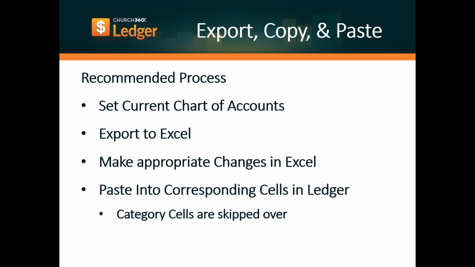So step one, set your current chart of accounts. Step two, export to Excel. Step three, make your changes in Excel. Step four, and then paste your corresponding cells into Ledger. And as I was telling you earlier about those category cells, those gray cells, those get skipped over when you're copying into Ledger, again, so you don't have to worry about the math. And we'll go through this step by step as we move forward.